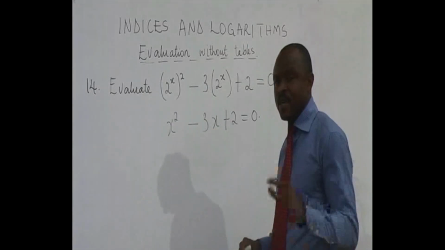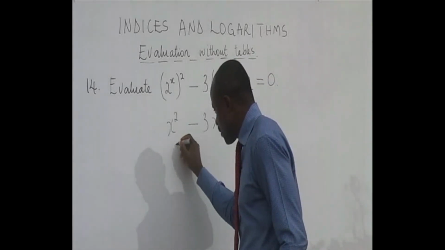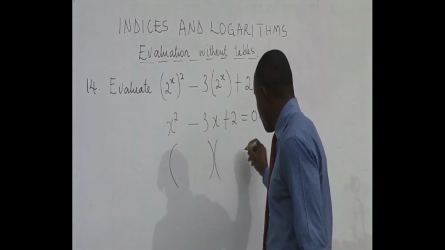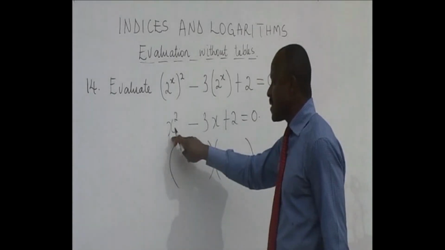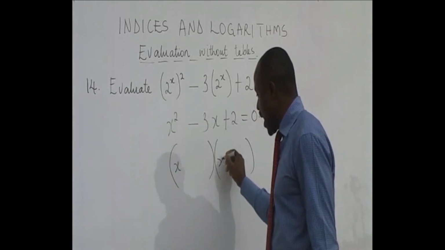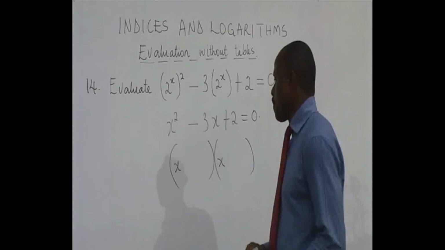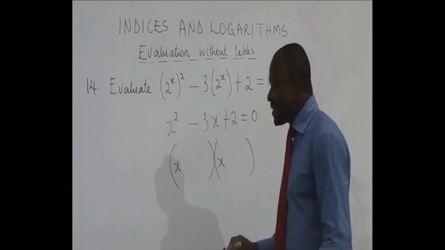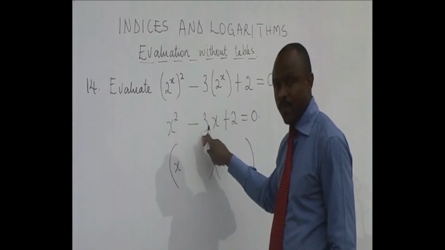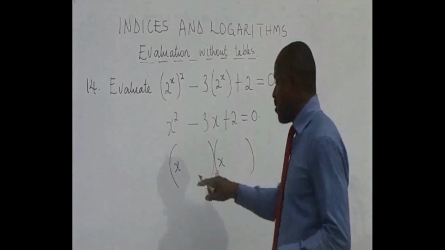Now factorize this for you to be able to find the value of x. In factorizing a quadratic expression, first of all create 2 brackets in this form. X squared means x times x. Split the 2 x's that multiply themselves to get x squared in the beginning of the 2 brackets that you created. After that, find 2 numbers that have the product of 2 and sum of minus 3. 2 numbers that if you multiply them together you get plus 2. If you add them together you get minus 3.